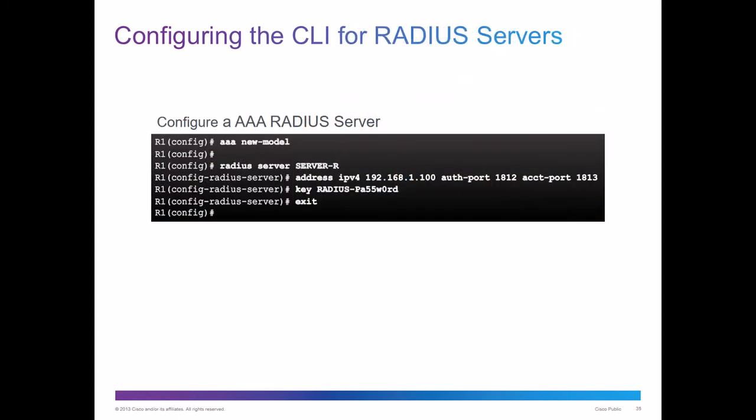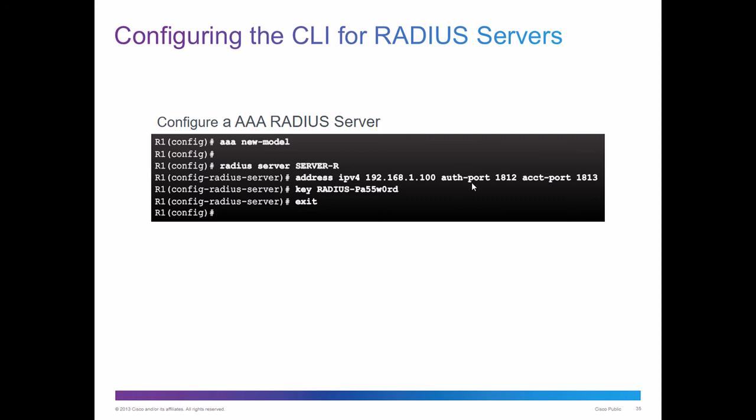Okay. For Radius server, please write this down. This is how you set up a Radius server. Enable the AAA new model. Give it a name, called Radius server, server R in this case. And you say the IP address is 1.100.